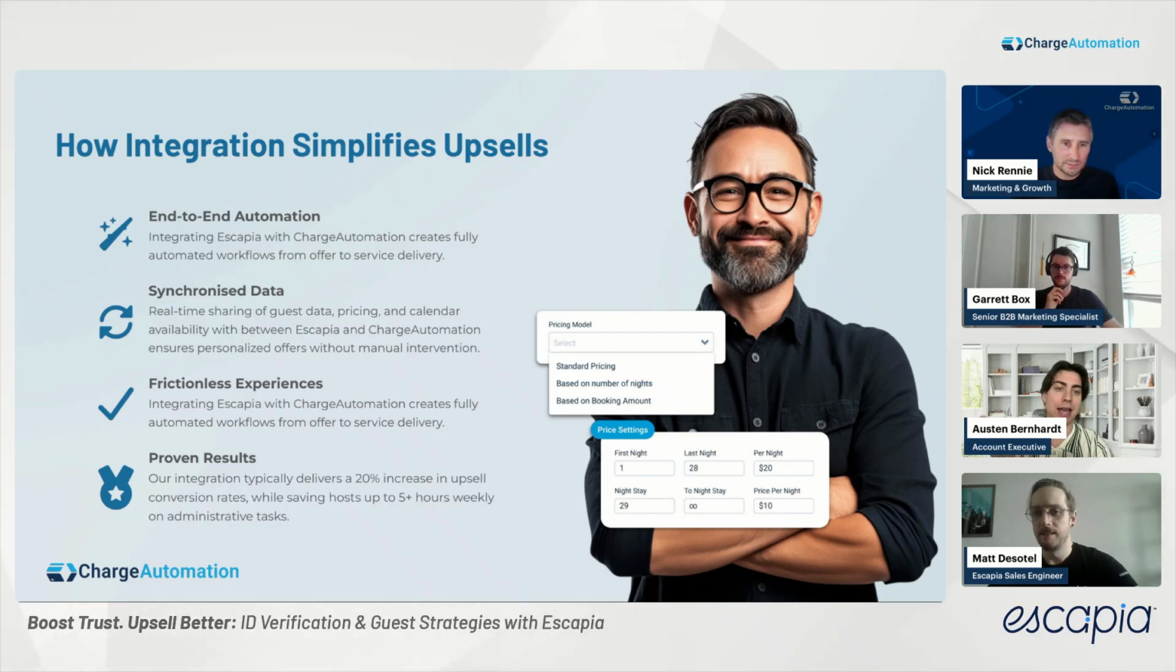And then also all the different statuses that we're able to send back. So the guest has been verified, getting a status update in Escapia. Because even if you're an Escapia user and not using ChargeAutomation, it's so much work to put a new system in place. Once we've set up ChargeAutomation, then everything's pushing back. Your team is just still working out of Escapia because all the information is there. It makes it very easy to act on those upsells and any other activities that ChargeAutomation is automating.